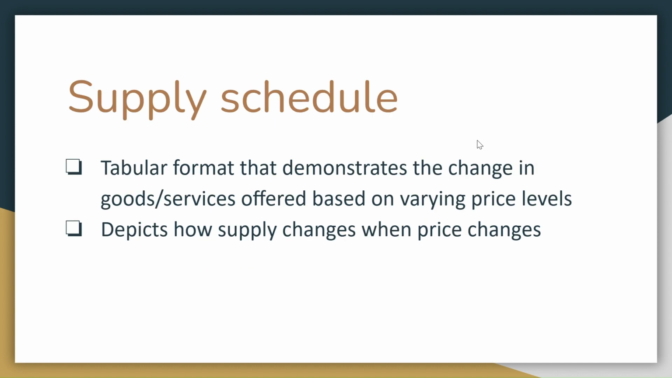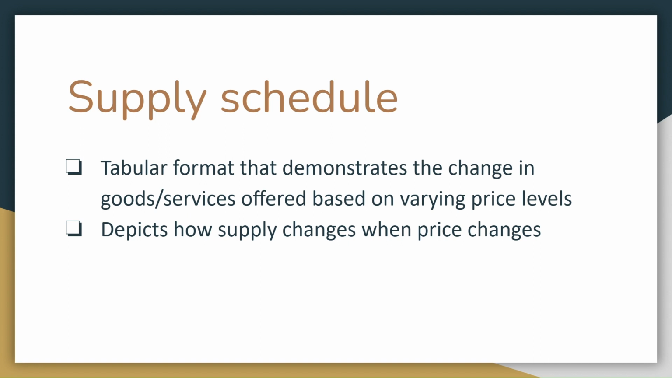So first, the supply schedule. What is a supply schedule? It is a tabular format that demonstrates the change in goods and/or services offered based on varying price levels. It's important to note that it's offered here, not demanded, because we're talking about supply and not demand. An easier way to put this is that a supply schedule depicts how supply changes when price changes.